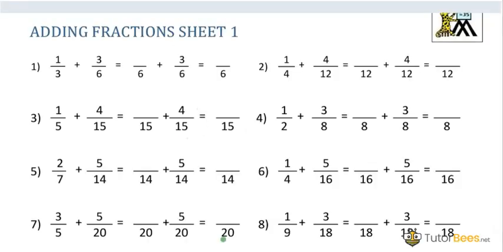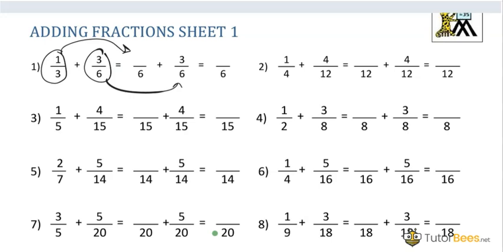Look at the question carefully. It says 1/3 plus 3/6. You need the common denominator to add the fractions. This one is the first fraction and this one is the second. The second fraction already has a 6 there.